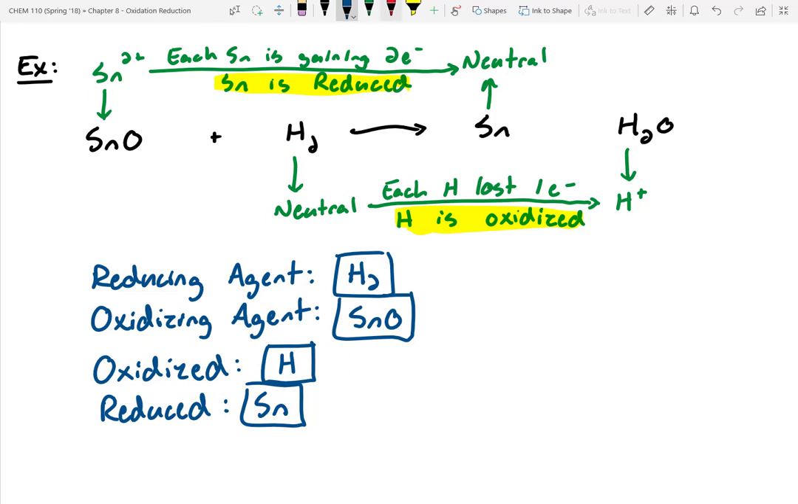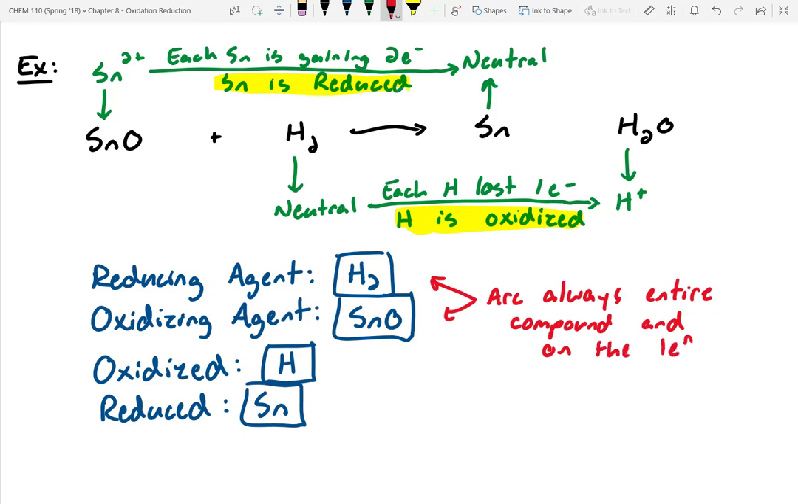So the oxidizing agents and reducing agents, that's actually a good note, are always entire compounds and on the left. These down here, what's being oxidized and reduced is individual elements. Make sense? All right, let's do a few more practice ones, just because I know this is confusing.